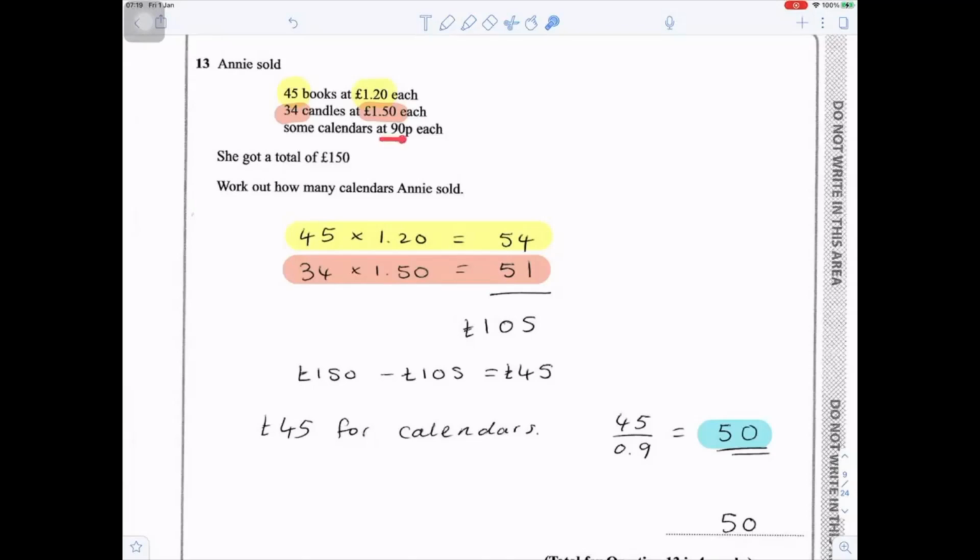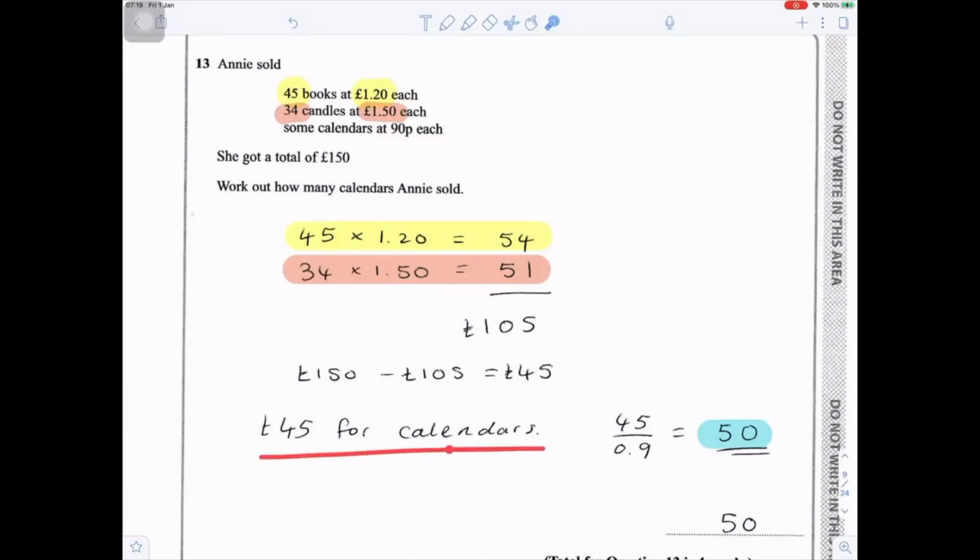And some calendars are 90 pence each. She got a total of £150, so let's see how much is left. 150 minus £105 gives you £45. So £45 is left, and the calendars are 90 pence each.